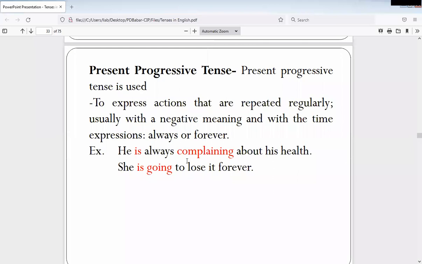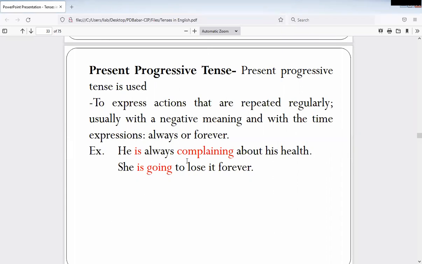Present progressive tense is used to express actions that are repeated regularly, means actions are going to repeat after some time, on a regular basis, and usually with a negative meaning. So having the negative meaning and with the time expressions always or forever. And there is a time expression in the example, like always or forever.